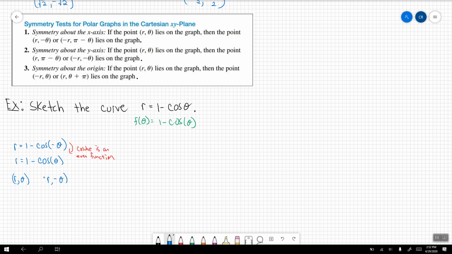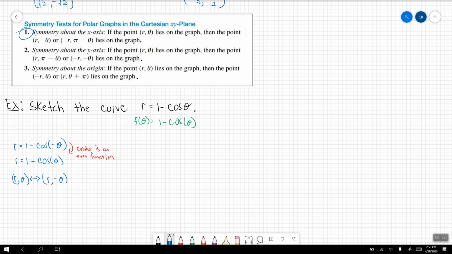All right. Now, what does this tell us then? Well, what kind of symmetry will that then produce? If one of the points is r theta, and naturally the other point is r negative theta, that means we have symmetry about the x-axis. All right. So that's one way to work it.